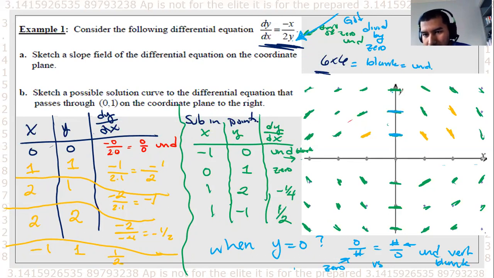When x was 0, we had horizontal lines. And as long as these don't touch each other, guys, you're golden. They could be short as long as they don't touch each other. Okay.